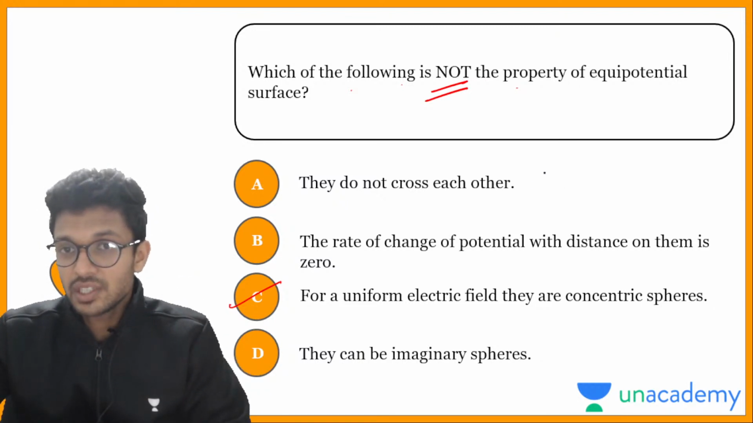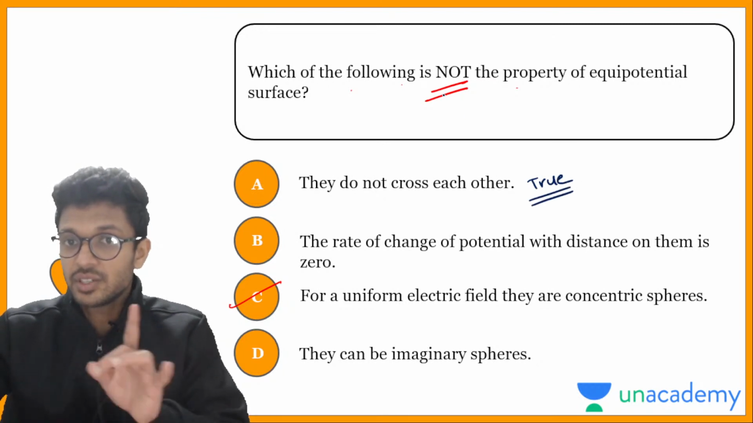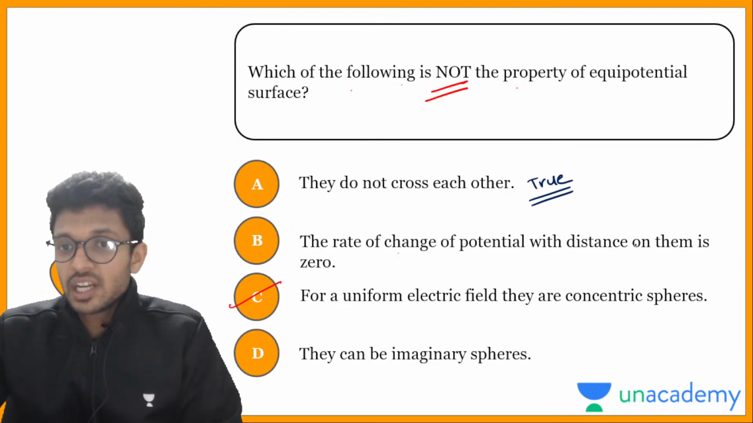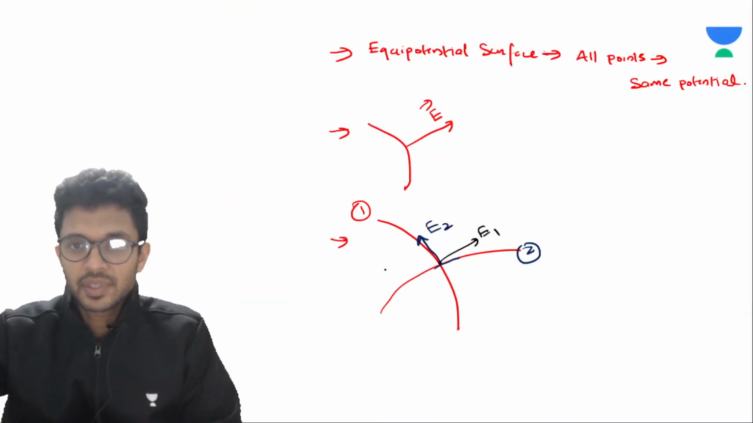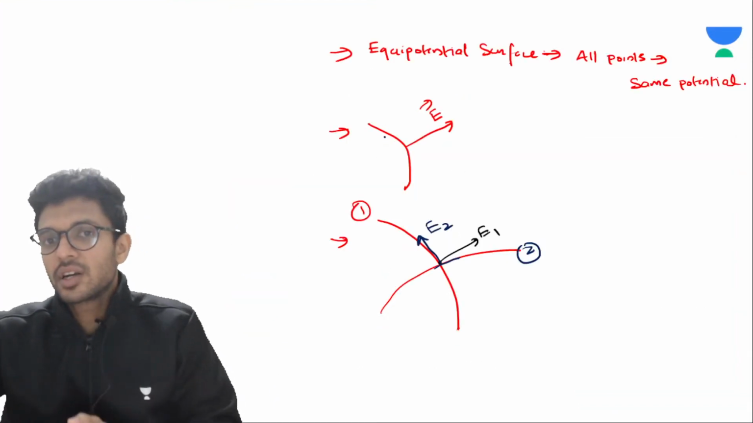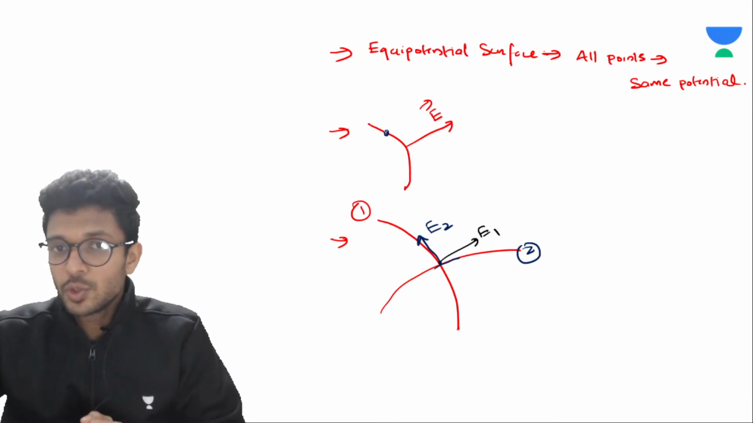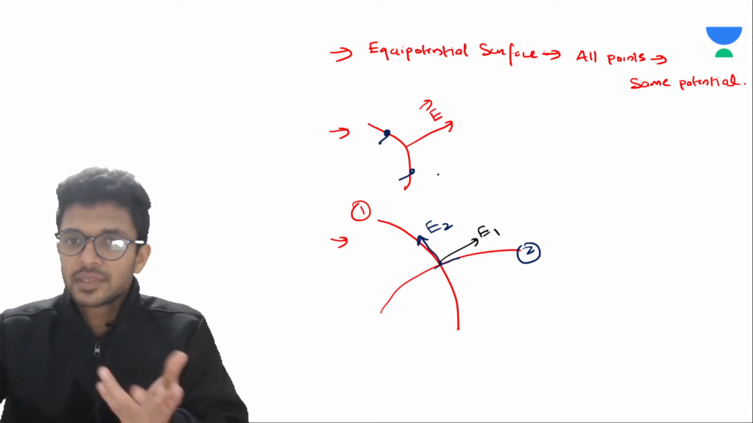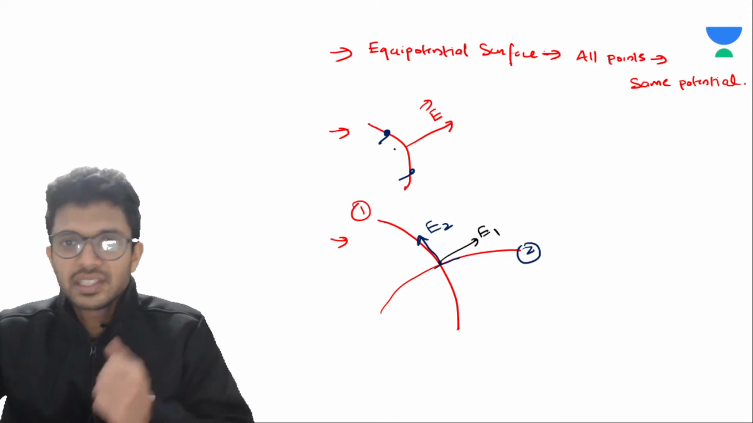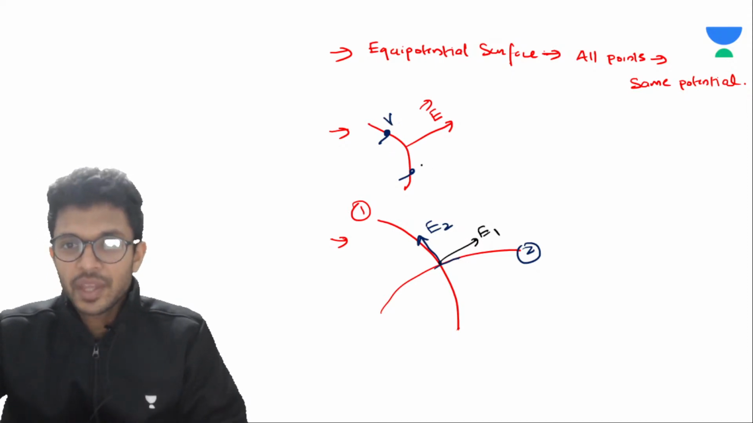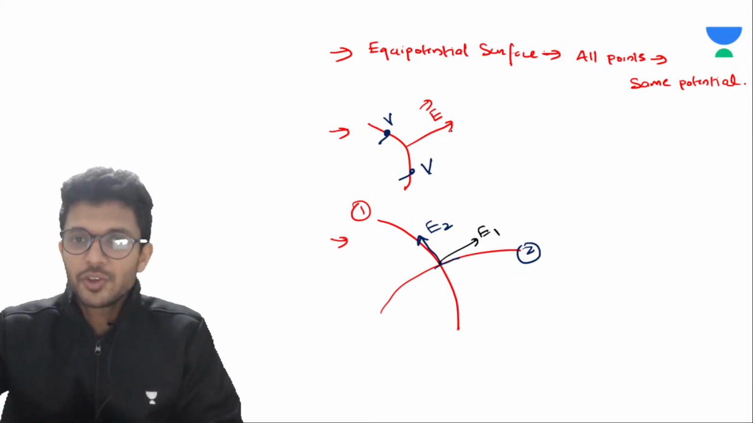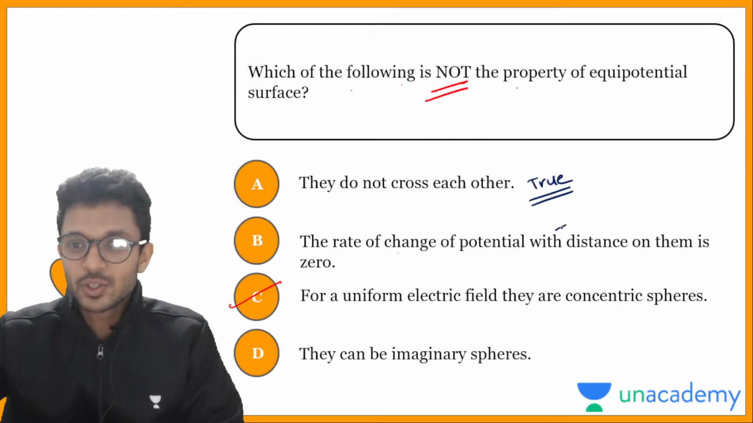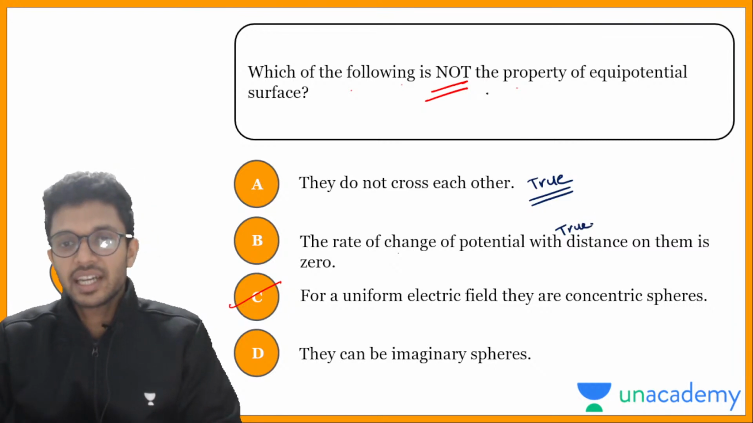That is a true statement, but not our answer, because we want not the property. Second, the rate of change of potential with the distance on them is 0. That means if you are moving along the equipotential surface, take two points, this point and this point. If you find the potential difference between these two points, how much will it be? It will be 0. Why? Because this is an equipotential surface. The potential at this point and at this point will be the same. If you find the potential difference, V minus V, it is 0. So this statement is also true, but still not our correct answer.